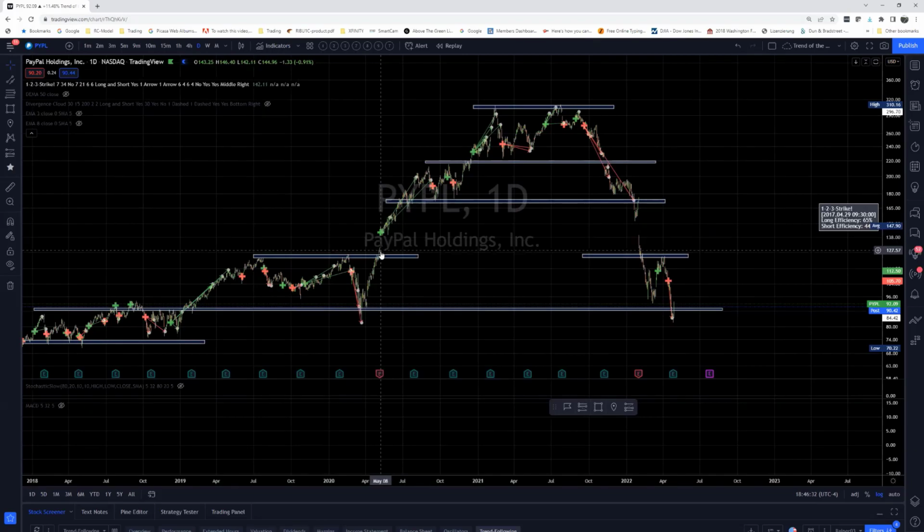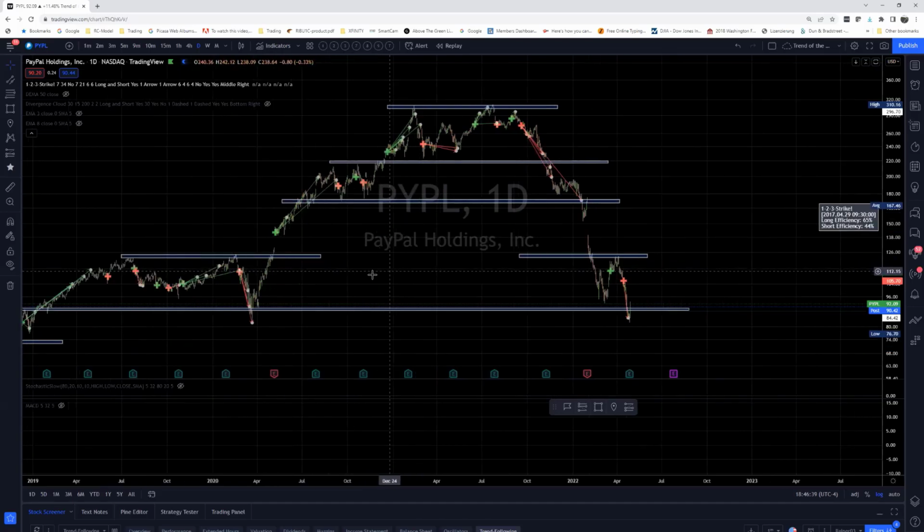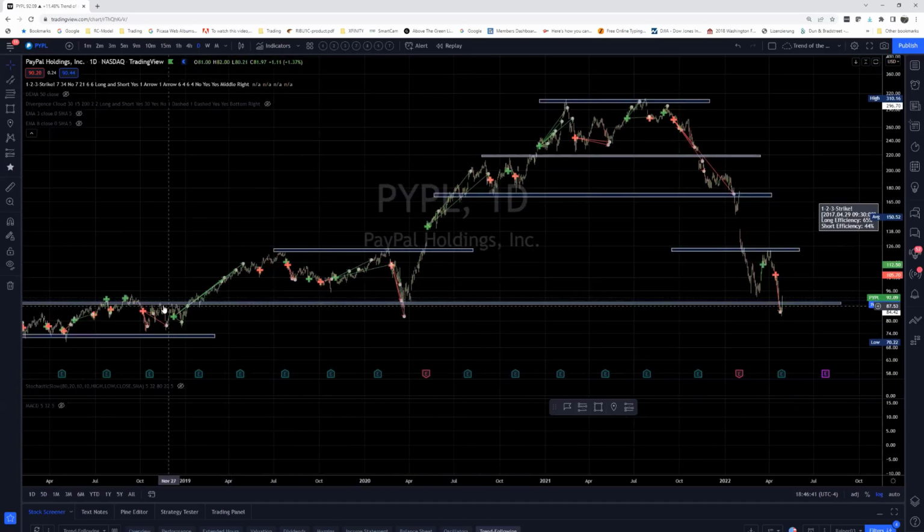But I probably would not take it because of the gap. The gap can run, but the chances that the gap will fill are big. So I would not take this one here. This one here, I would definitely go in once it breaks the zone here. Beautiful, the way it shows it.